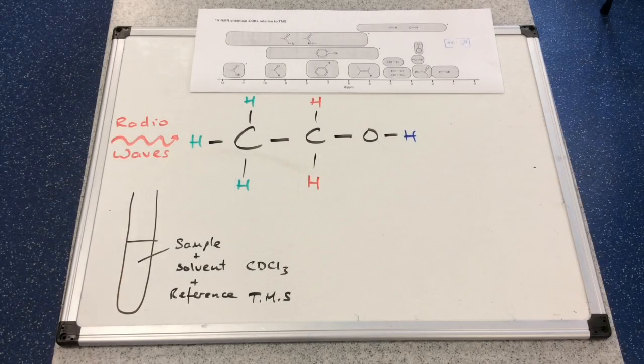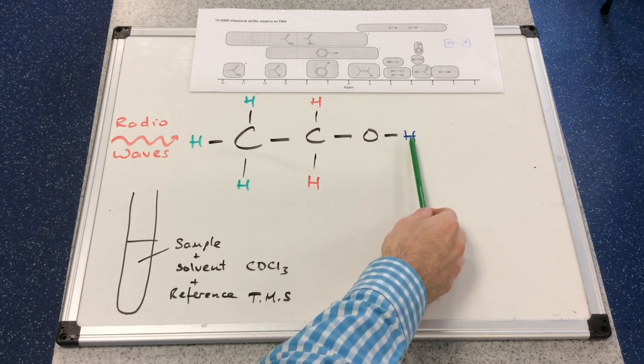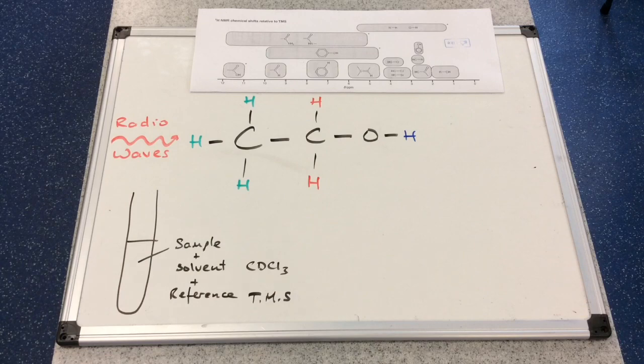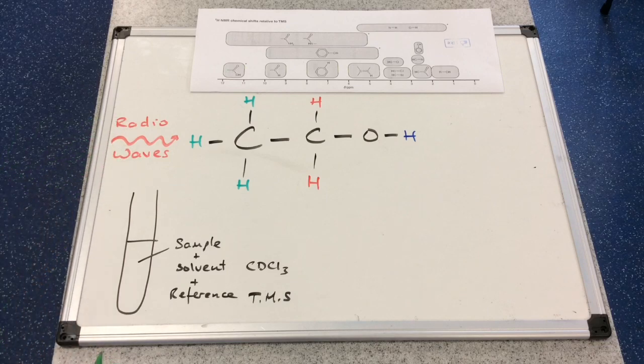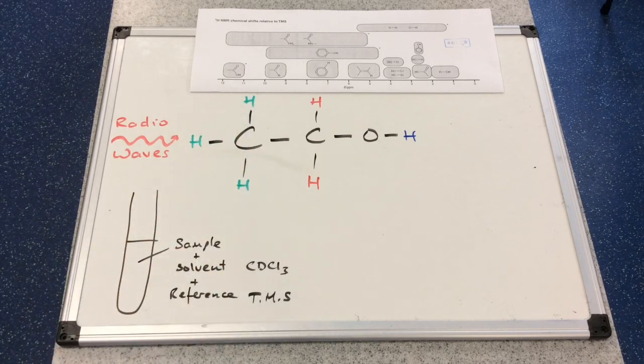So you'll notice the protons have changed colour, so we've got a green environment, a red environment and a blue environment. The different colour represents the different environment, and what that means is they will absorb slightly different amounts of radio wave frequency to make the spin states flip round, because they experience their own slightly different magnetic fields.